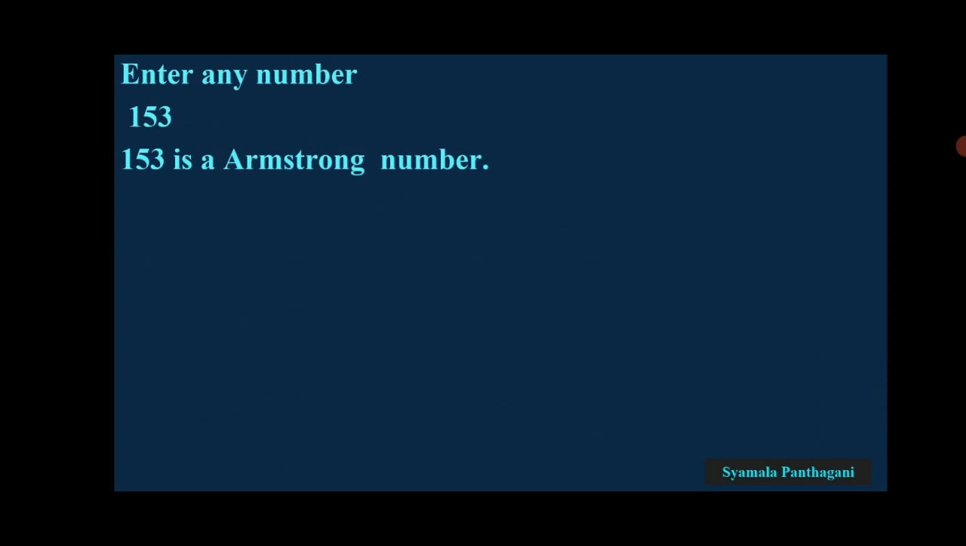Enter any number. Here I have entered 153. 153 is an Armstrong number. I would like to teach how it will execute from the while loop.